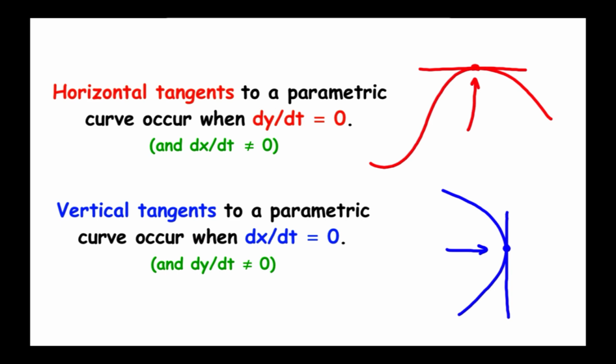Now, if dx/dt and dy/dt are both 0, then you can't assume it's a horizontal or vertical tangent. That's a different case. So you have to make sure that one of them is 0 and the other is not. Okay, let's see what I mean with a good example.